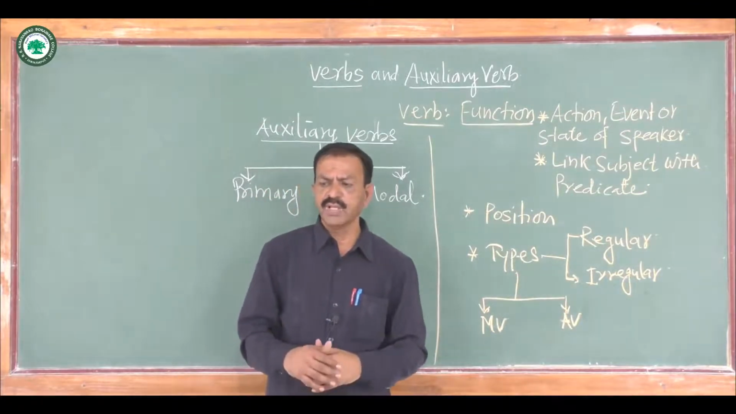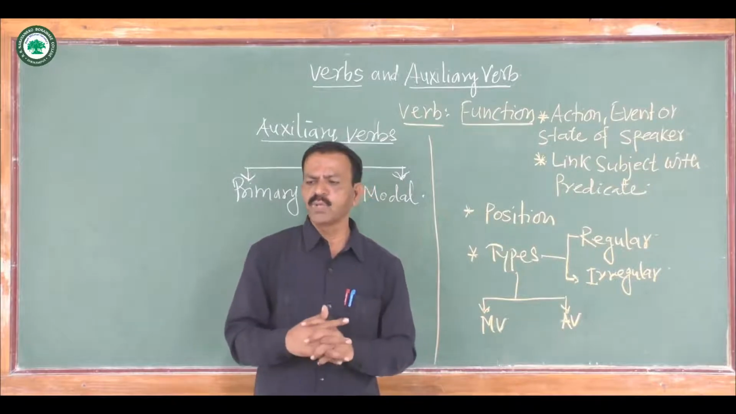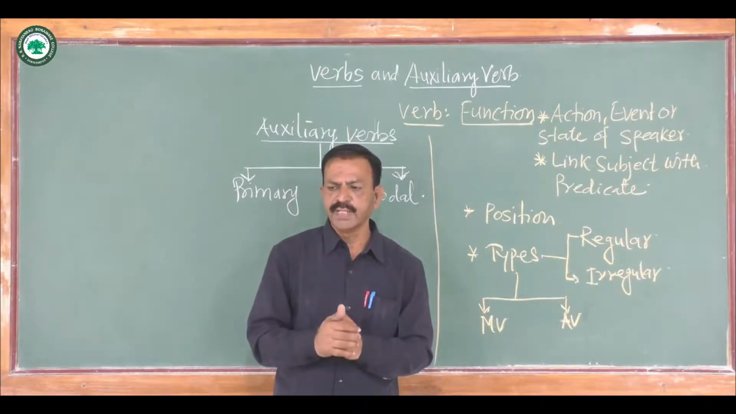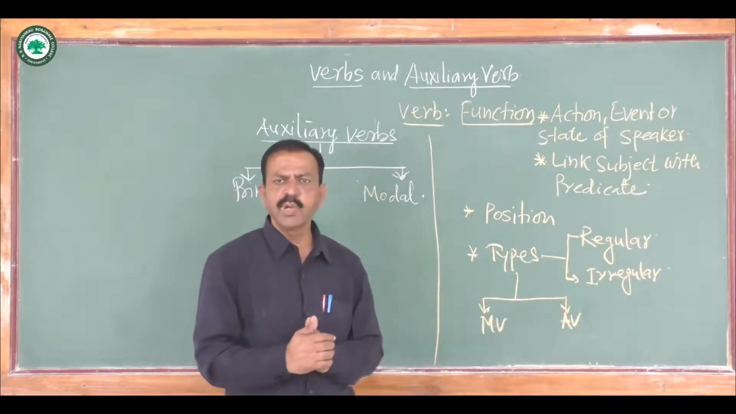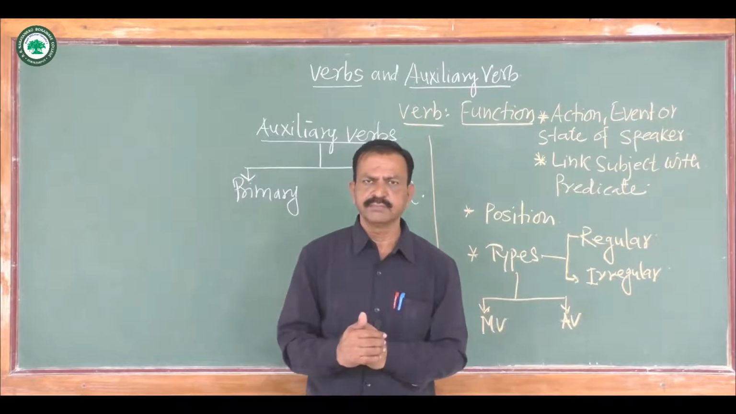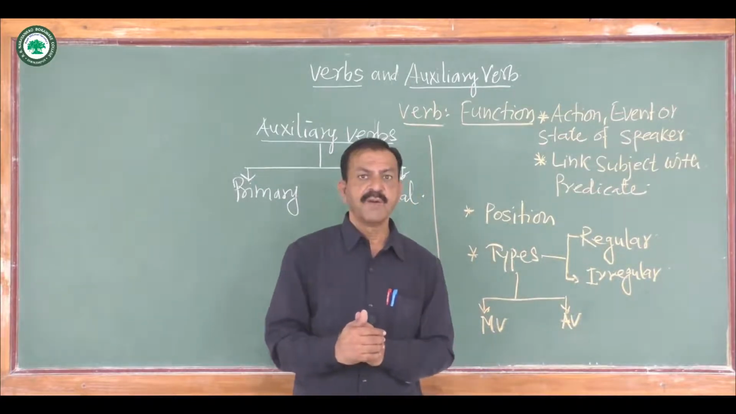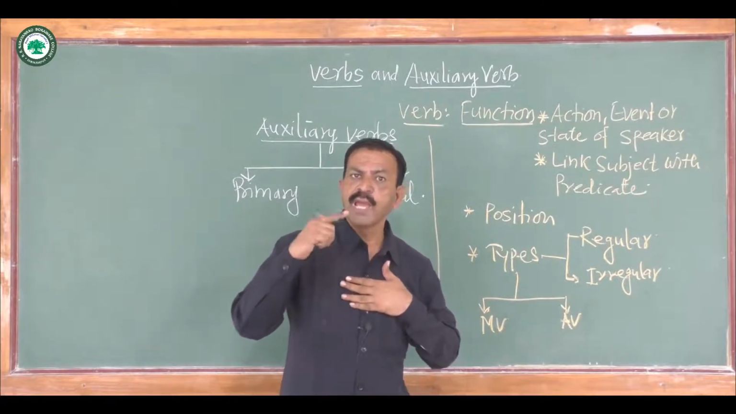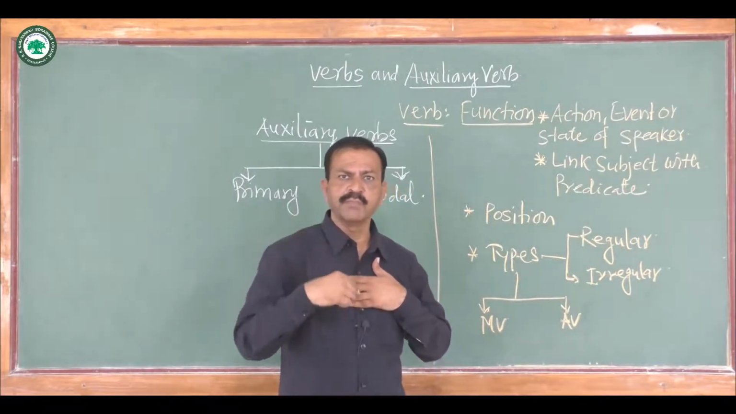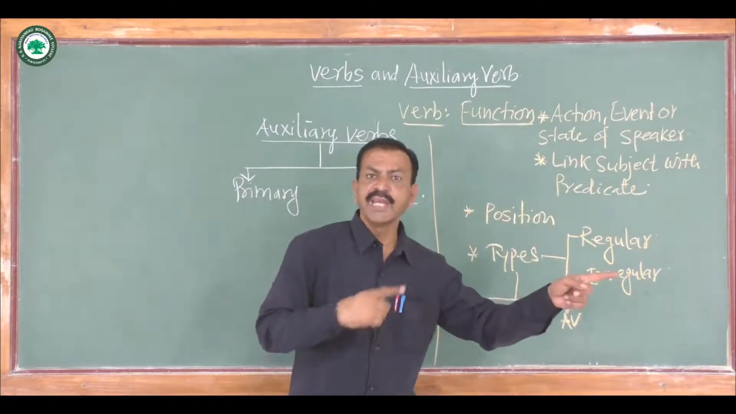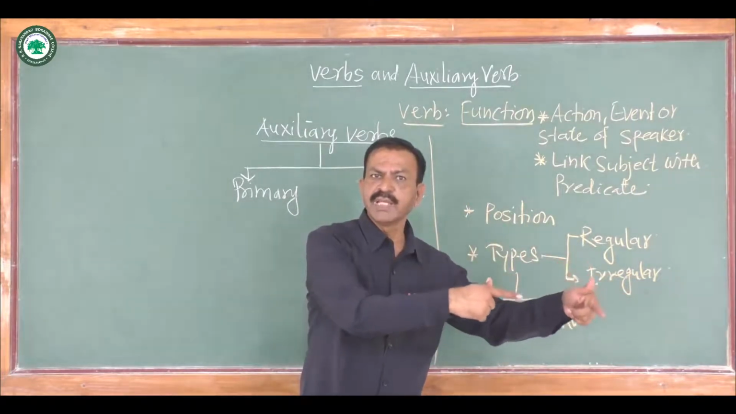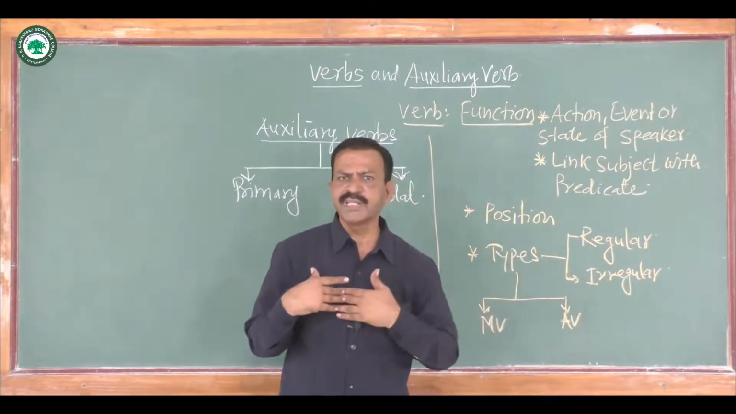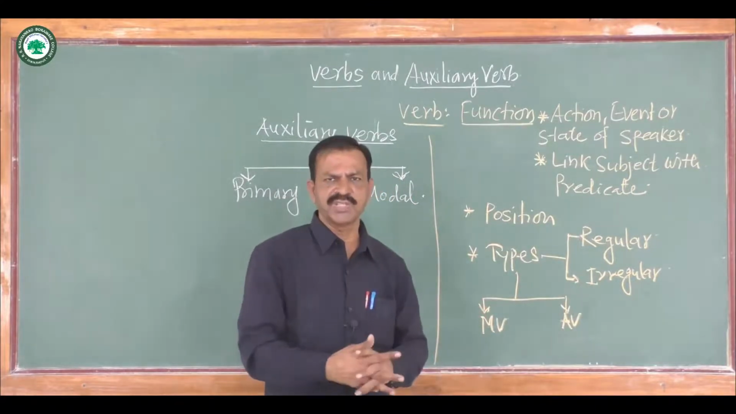Sometimes you see the primary auxiliaries change according to the person, or we can say subject. For example, I am a teacher. Here we use a primary auxiliary, am. But when I say she is a teacher, now I use is. When I say they are teachers, the subject is changed, so the primary auxiliary is changed.